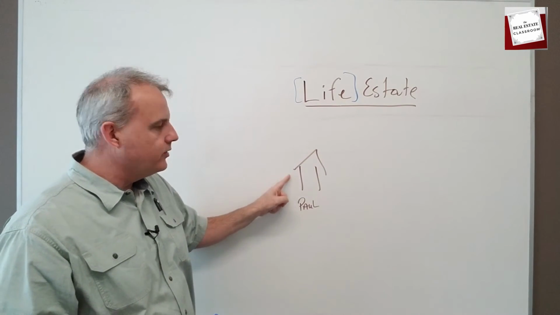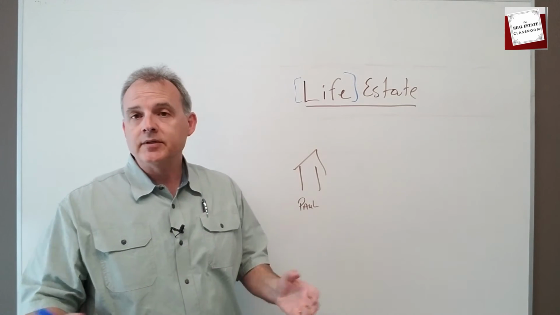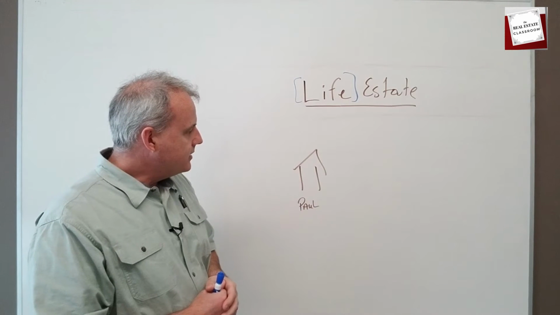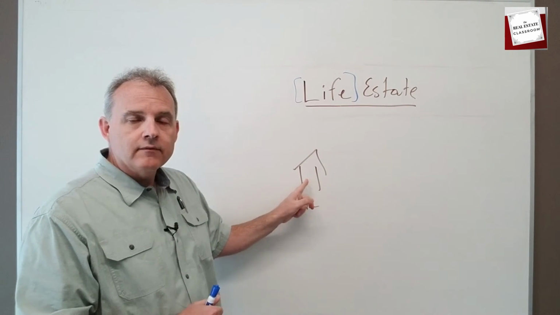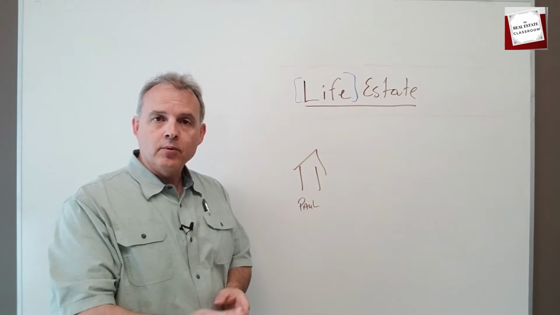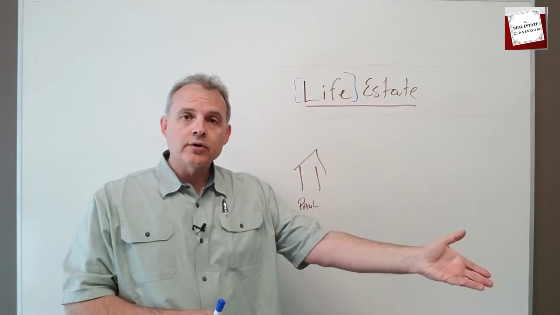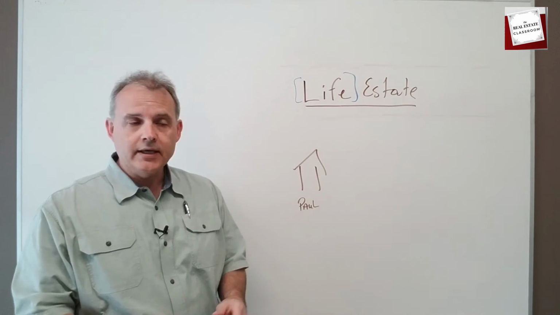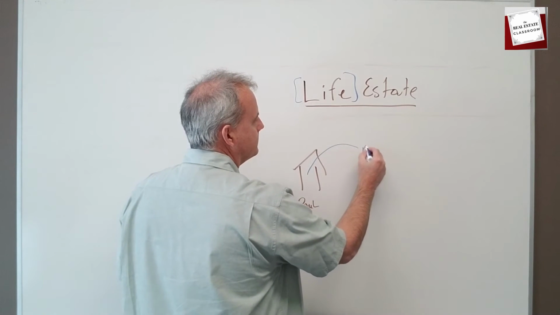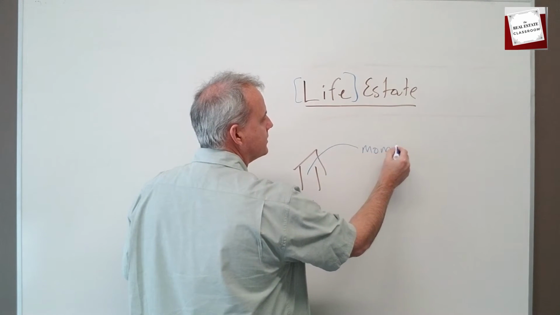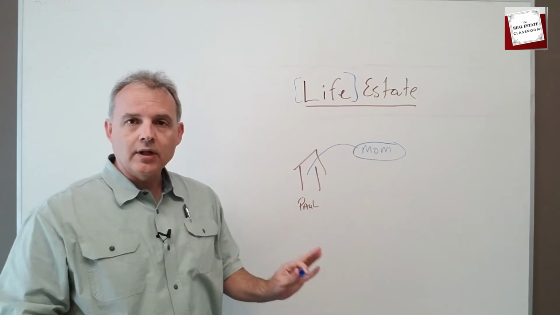So let's say that I own this property. Maybe it's a rental property. And my mom is 70 years old and I say, Mom, here's the thing. I'm going to give you this house for the rest of your life. But at the point that you die, then I'm going to transfer the title on to somebody else. So I transfer title to Mom. So Mom now owns it. All right, Mom owns it. Mom owns it for the rest of her life.